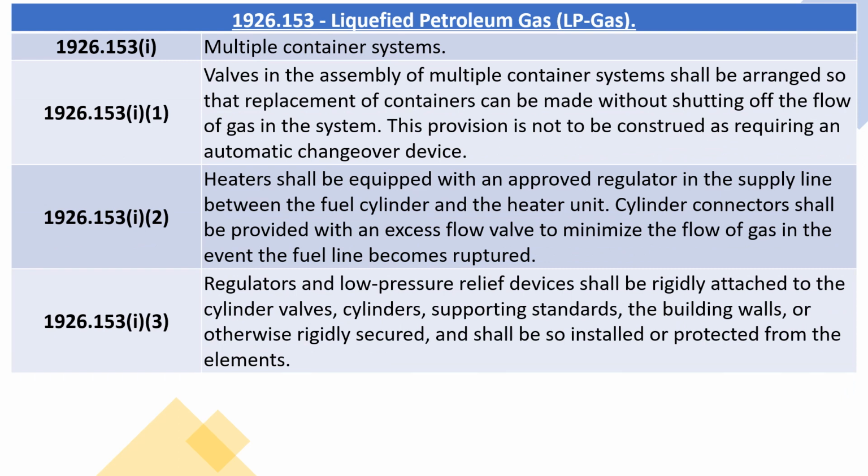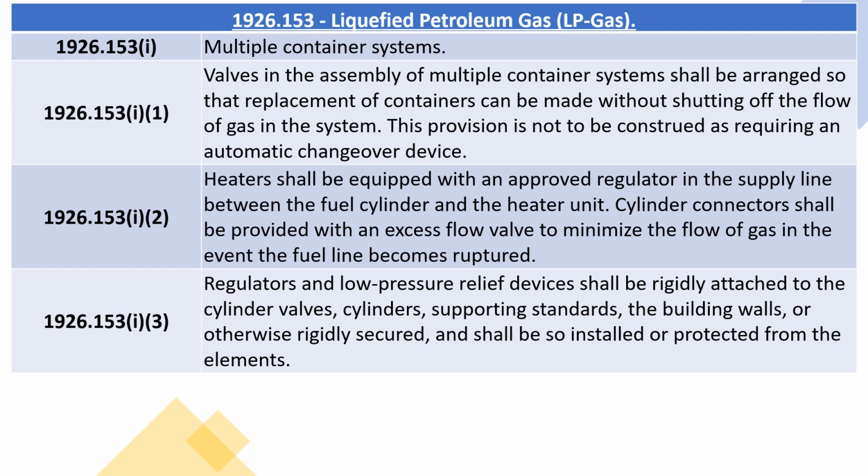1926.153(i) Multiple container systems. 1926.153(i)(1) Valves in the assembly of multiple container systems shall be arranged so that replacement of containers can be made without shutting off the flow of gas in the system. This provision is not to be construed as requiring an automatic changeover device.